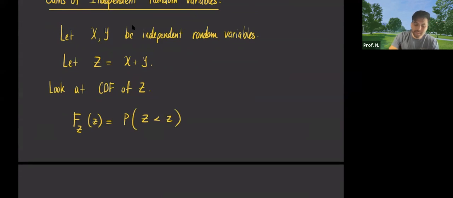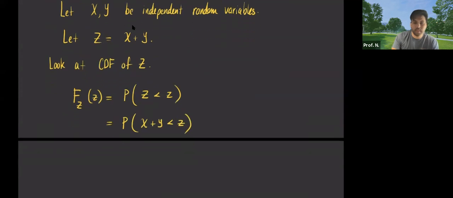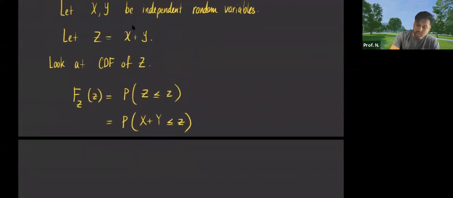But what is big Z? Big Z is defined as X plus Y, so the probability that X plus Y is less than z. The big ones are the random variables; the little z here is a fixed value. And you can tag along the less than or equal to sign. Now, to compute this, remember, we're dealing with independent random variables.